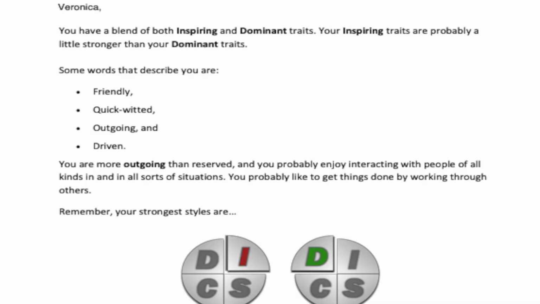I'm going to insert my DISC assessment results. So it says here you have a blend of both inspiring and dominant traits. Your inspiring traits are probably a little stronger than your dominant traits. Some words that describe you are friendly, quick-witted, outgoing, and driven. You are more outgoing than reserved, yes, and you probably enjoy interacting with people of all kinds in all sorts of situations. You probably like to get things done by working through others. Remember, your strongest are I and D.